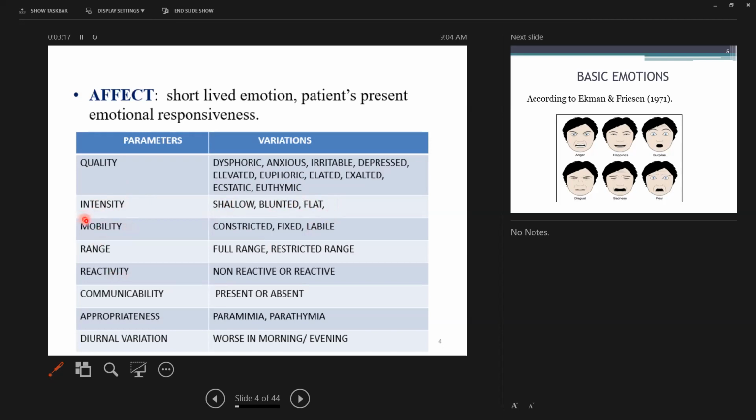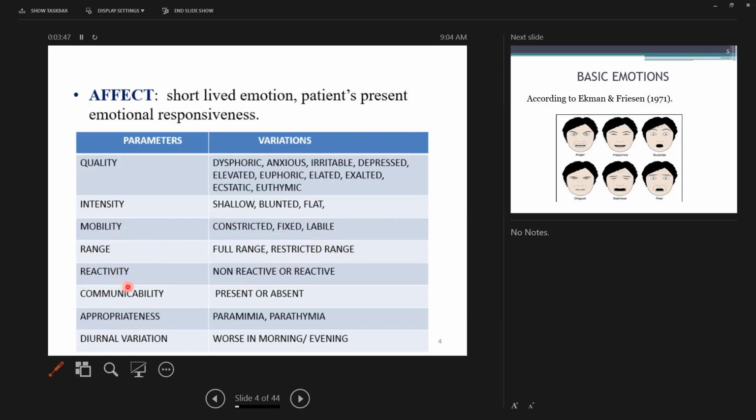Now, mobility is the ease and speed with which a patient changes from one emotion to another, which can be decreased mobility as in constricted and increased mobility as in mobile, wherein the patient shifts very rapidly from one emotion to another, or fixed. Now, the range of emotion refers to the variety of emotions which a patient presents in one session, which can be full range or it can be a restricted range.